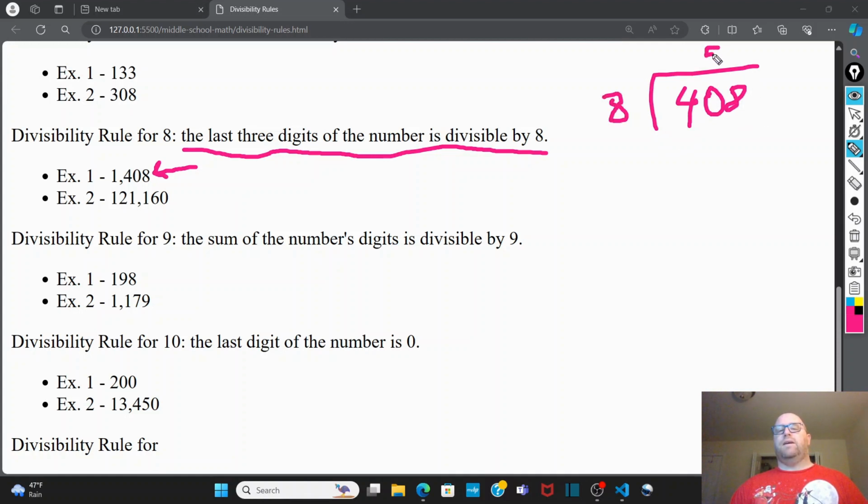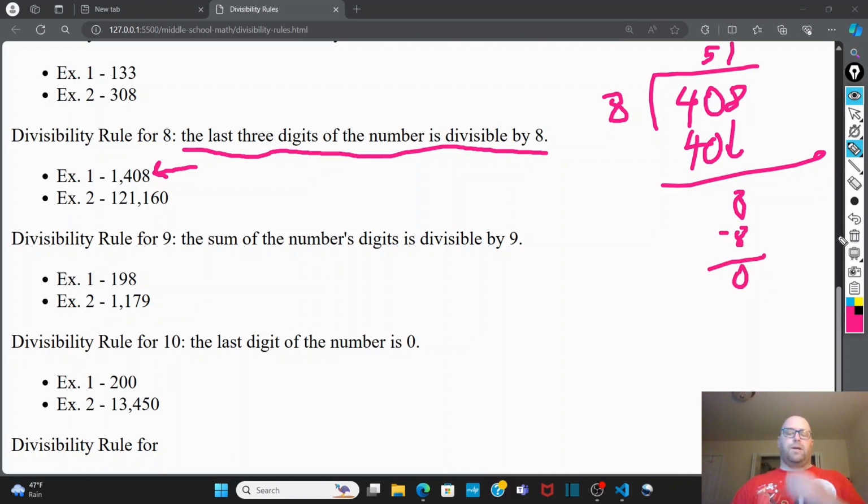8 goes into 45 times. 5 times 8 is 40. We get 0 here, bring down the 8. 8 goes into 8 once. So, yeah, that is. Let's check 1,408.